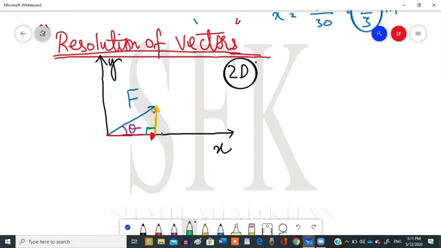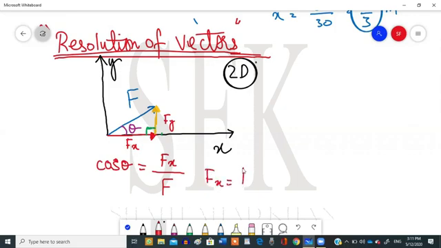Now let's apply trigonometry to get the values of these components. If I were to calculate the value of this x component, the red component, can I apply cos of theta? I'll call this Fx and I'll call this Fy. So cos of theta is going to be the adjacent side divided by the hypotenuse. And so now if we make Fx the subject, it becomes F cos theta.